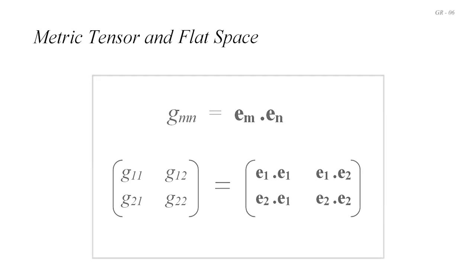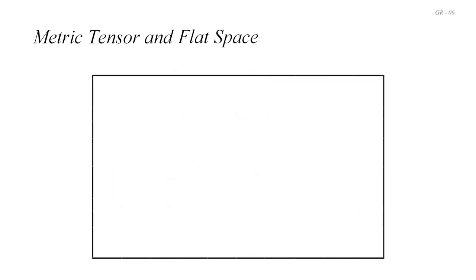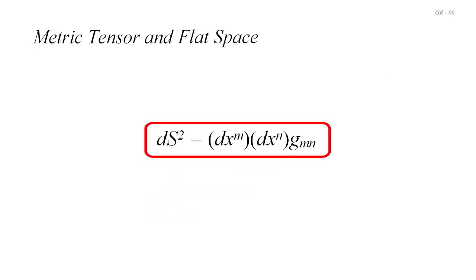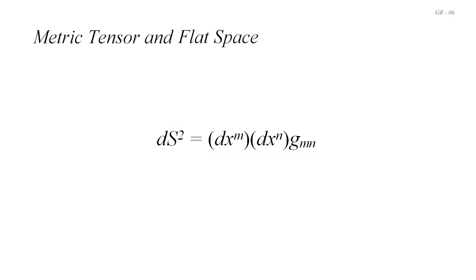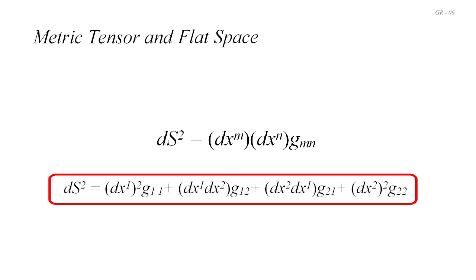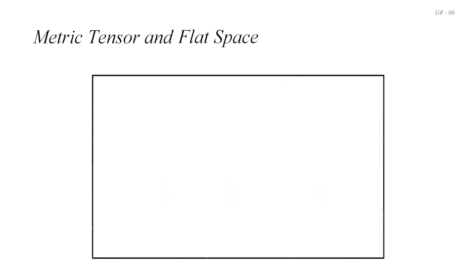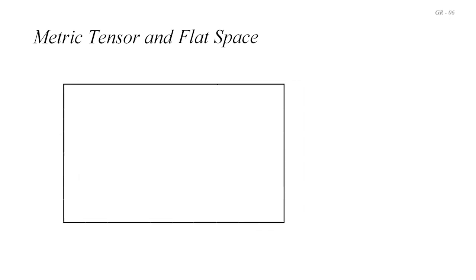For each of the 3 frames of reference which were discussed, we applied the previously derived formula for the square of an infinitesimally small displacement ds in terms of its contravarying components dx1 and dx2. That formula in the Einstein summation notation is ds squared equals dx^m dx^n g_mn. And when expanded in 2 dimensions, it looks like this. Now from this formula, we were able to identify the 4 elements of the metric tensor for each of the 3 two-dimensional frames of reference, and we found the following.